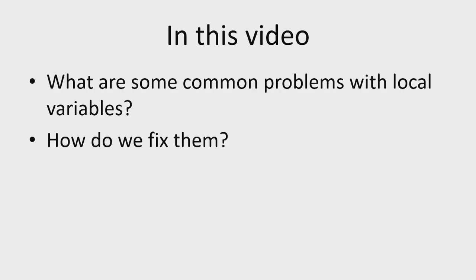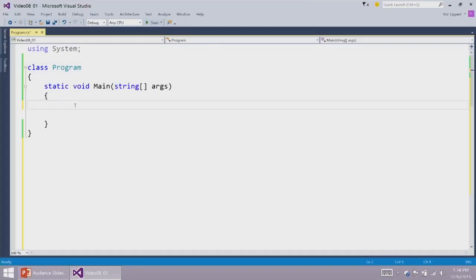In this video, we are going to look at some common problems with local variables and the ways that you fix them. So let's just go right into Visual Studio here and start creating some variables. The first thing I'm going to do is say var firstName; You might notice that something is missing here. We never gave this variable a value.